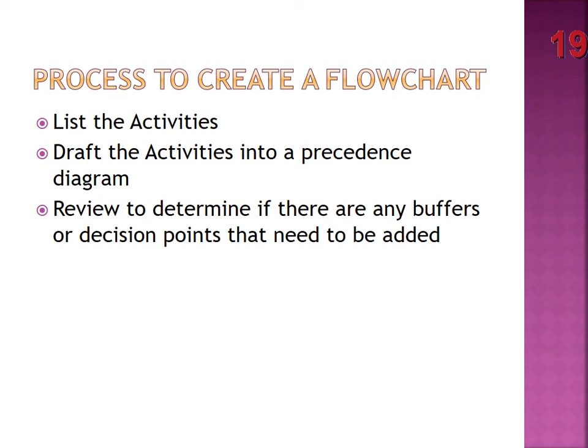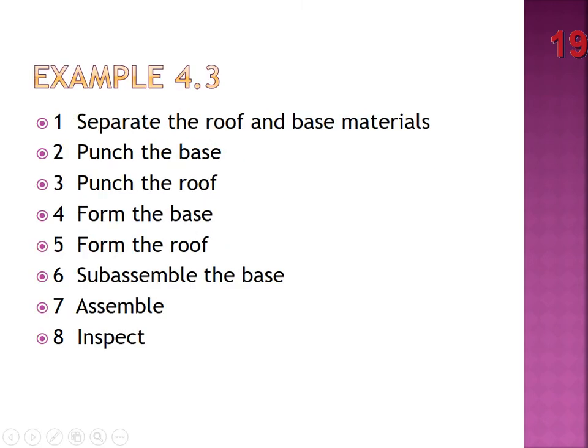And so, just identify the activities that take place in your process, right? Write them down, draft the activities into a precedence diagram, which you've kind of already done, okay? And you want to check that to make sure that it makes sense, and then review to determine if there are any buffers or decision points that need to be added into your process. And they use a pretty simple project in example 4.3.